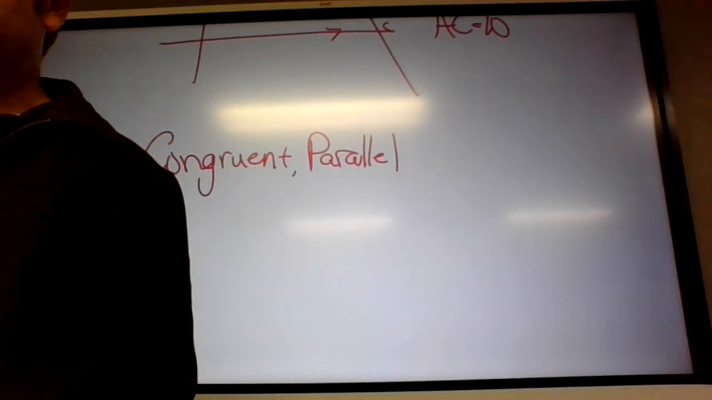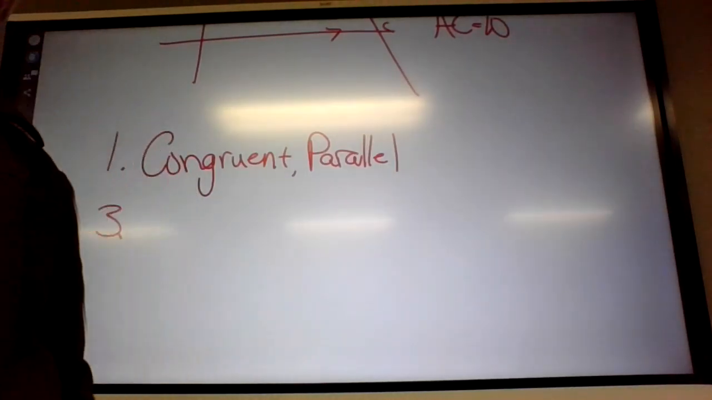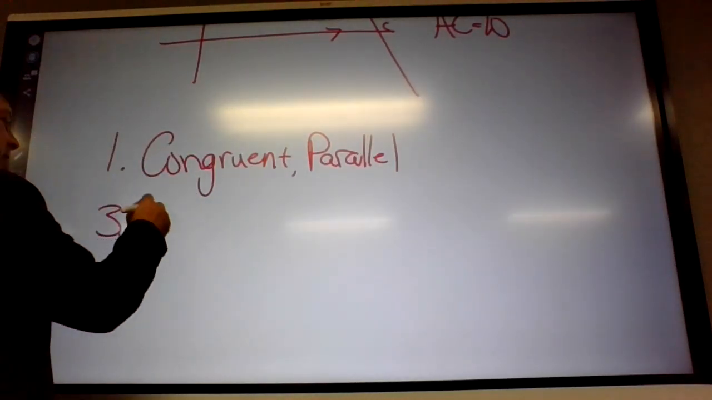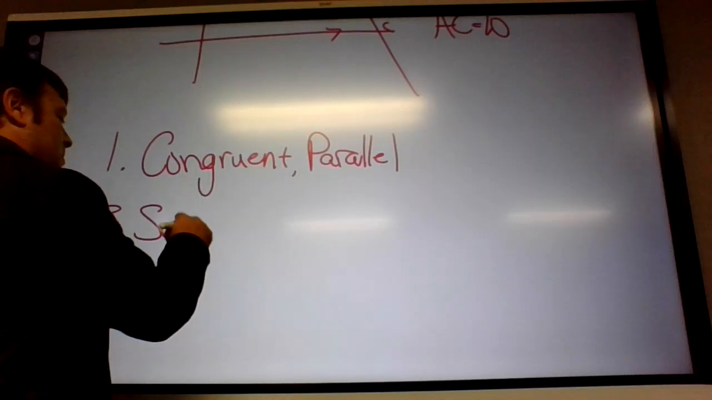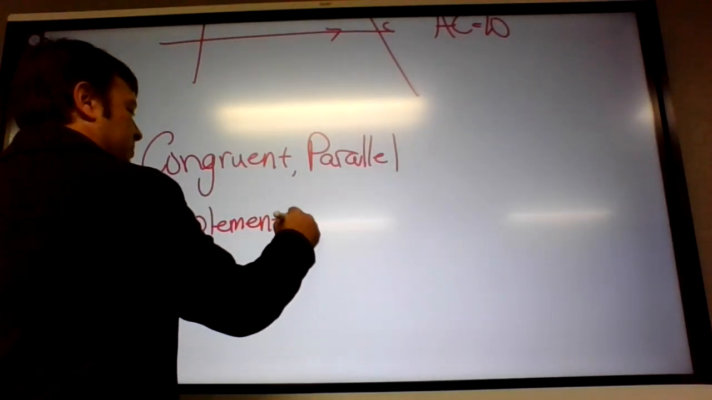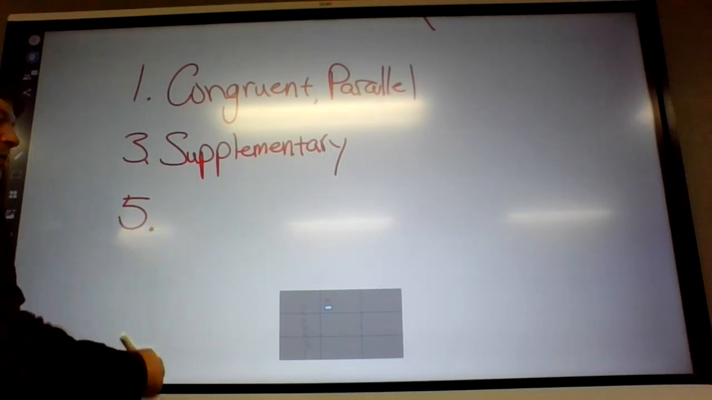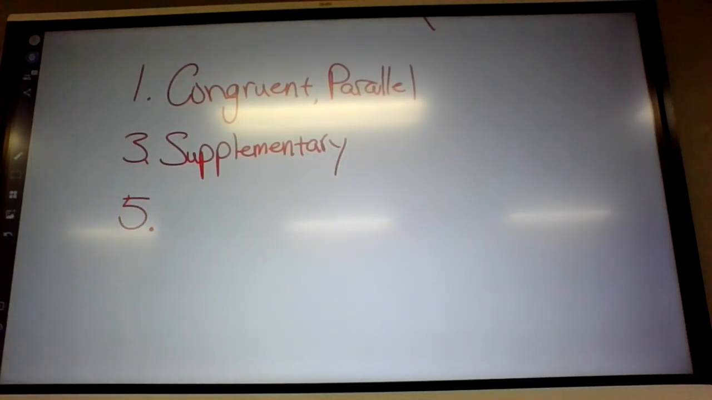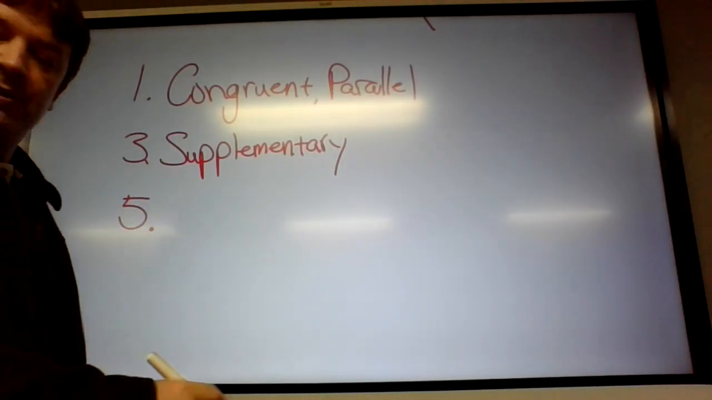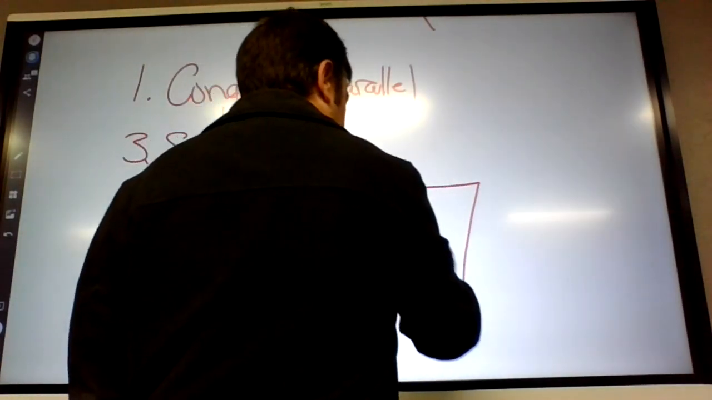Number 3. Consecutive angles are what? Supplementary. Supplementary. We're so smart. That means they add up to 180 when they're next to each other. Okay. Number 5. In that picture that they drew, what is angle C?